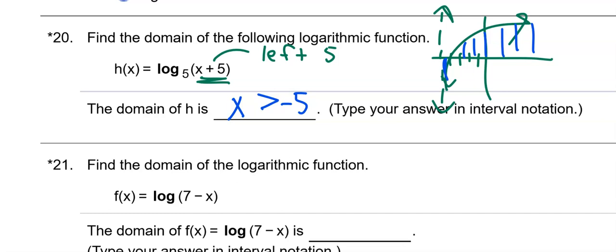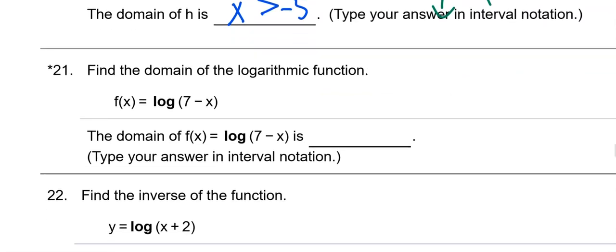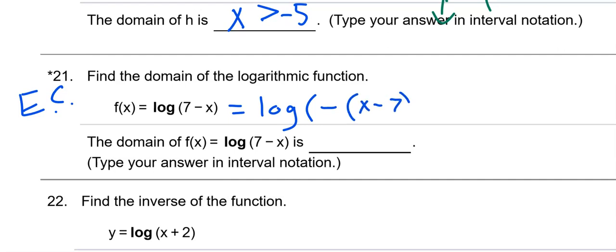Now, question 21. I don't really like question 21 all that much. Okay, because this would be like an extra credit question, to be quite honest. Because what we really have here is log of -x minus 7. Now, I know you're probably saying, well, what does that matter? Because it's had a reflection done across the y-axis.